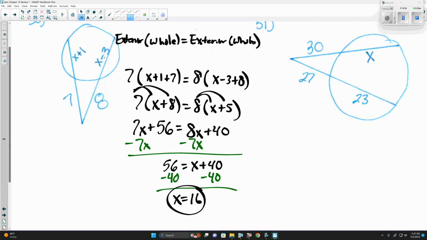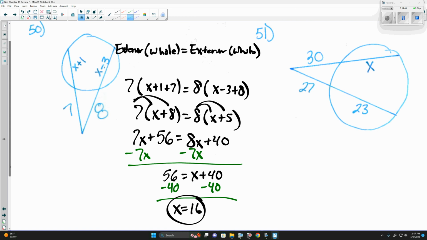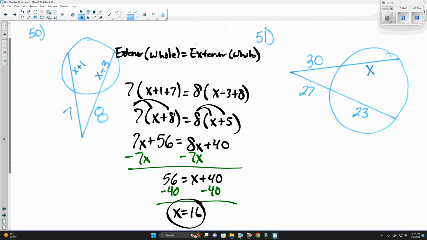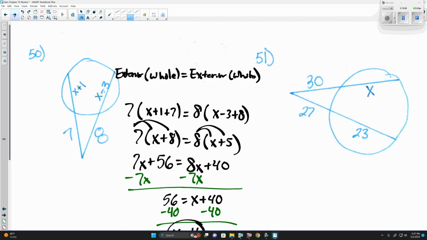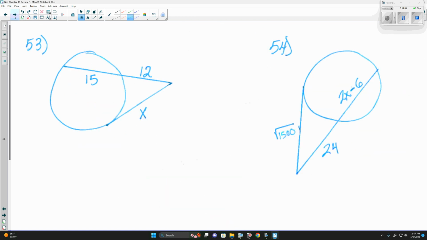Questions on this here? Any questions on 50 or 51? Do we need to see 51? Because 51 will be the exact same, but instead of having x plus 1 and x minus 3, we're just going to have one term with x. Questions on 53 or 54?